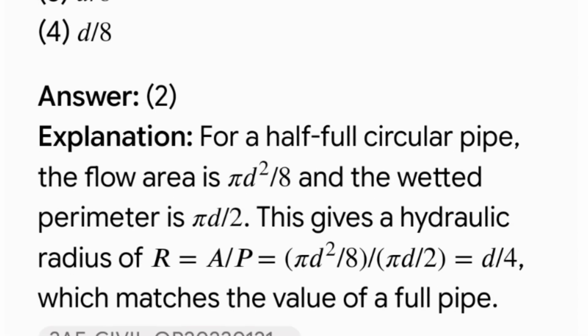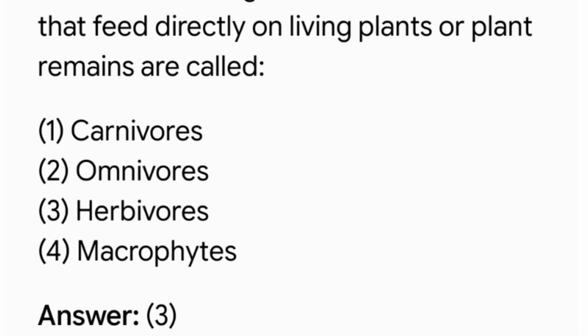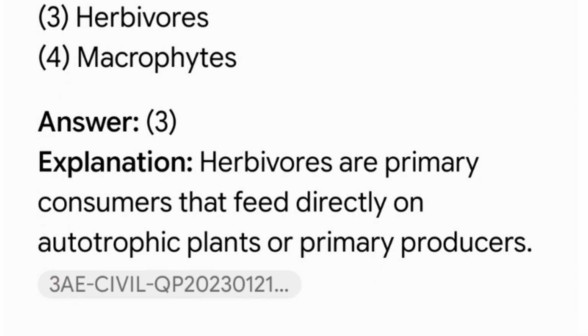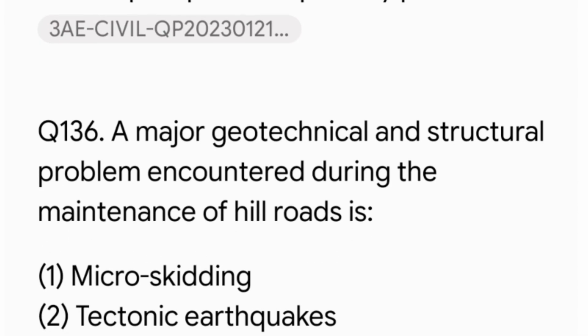Next question. In an ecological food chain, animals that feed directly on living plants or plant remains are called. Correct answer option 3, herbivores. Next question. A major geotechnical and structural problem encountered during the maintenance of hill roads is. Correct answer option 4, landslides.